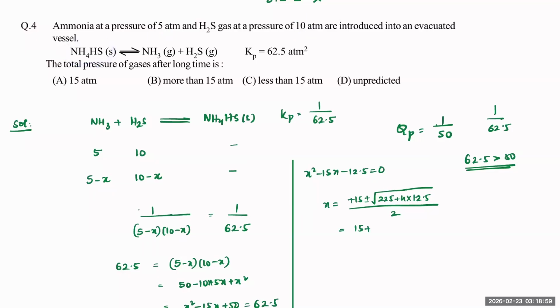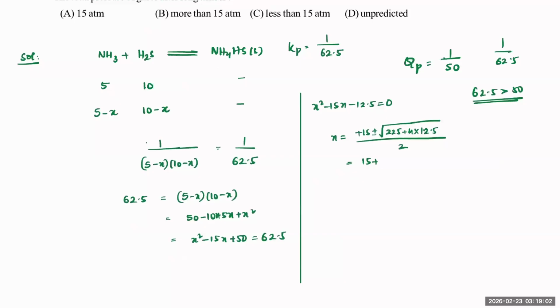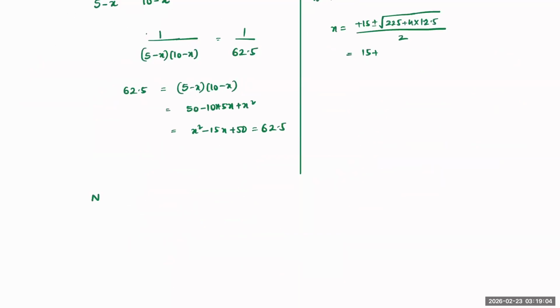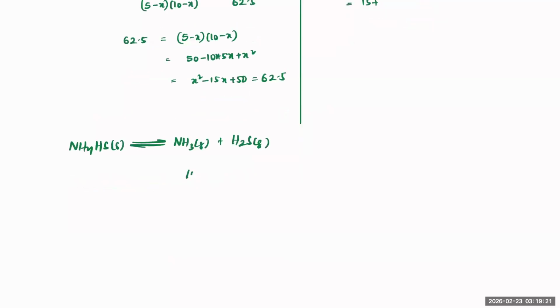Got it? So which means if you have this, I'll put the reverse way here. I'll have NH4HS solid with NH3 gas plus H2S gas here. So if this is 10 and this is 5, now you tell me what is the Qp value here? Qp value is 50, which is less than Kp value. Acha, if it is less than Kp value, the reaction should go in the forward direction.